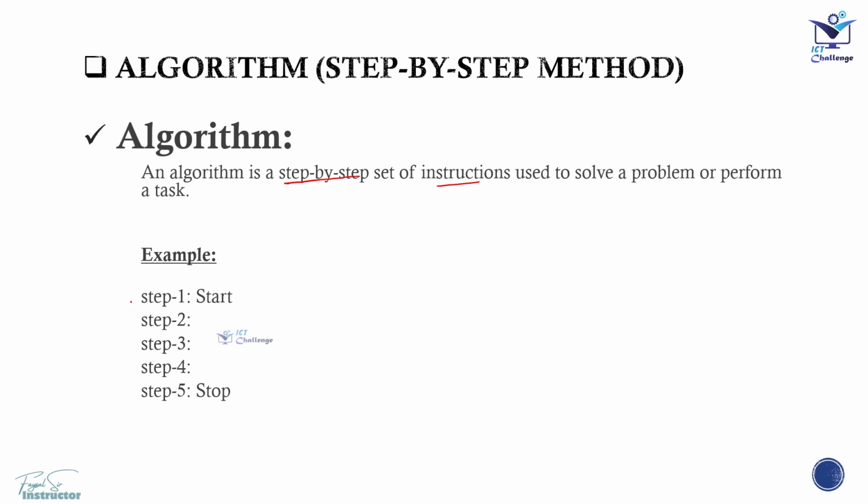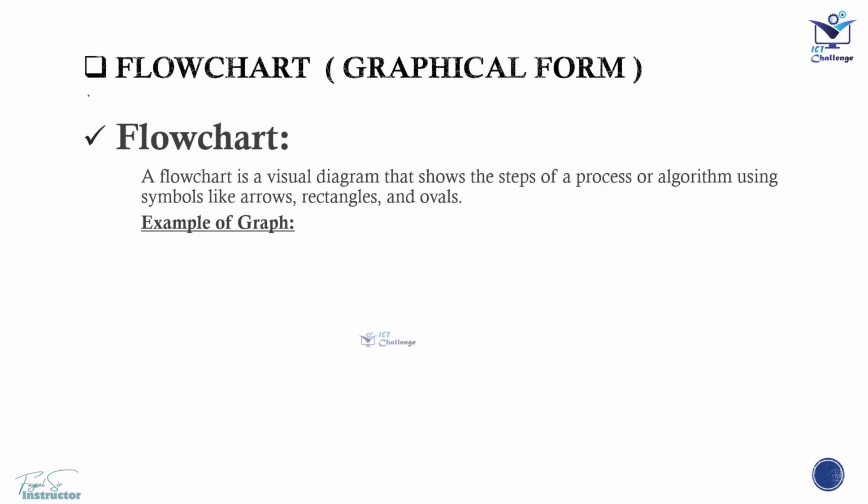That means step 1 and step 5 are fixed. Step 1 means start, and step 5 means stop, and these are fixed for each algorithm. Steps 2, 3, 4, or the steps in the middle of start and stop, depend on the problem. Here we don't have a problem, that's why we just write it this way. So an algorithm is a kind of process where you can solve a problem step by step by writing the solution method. Okay, now we have to know about the flowchart.